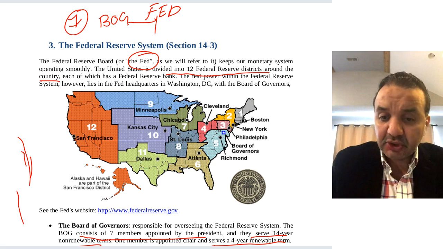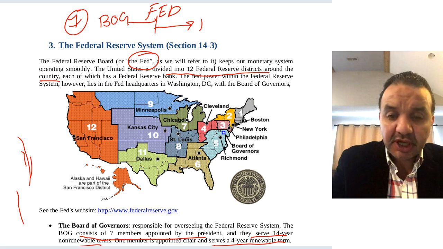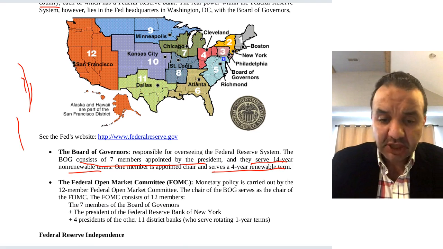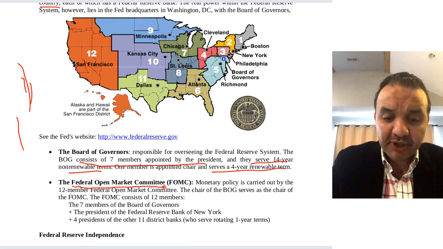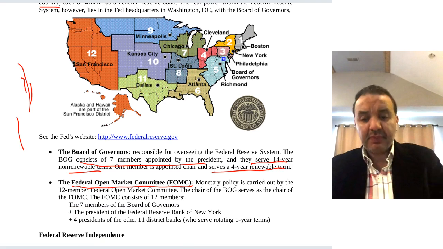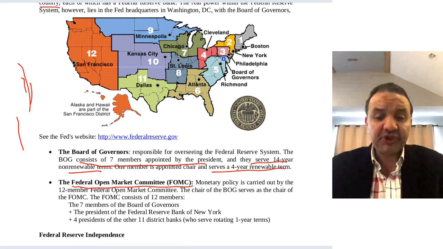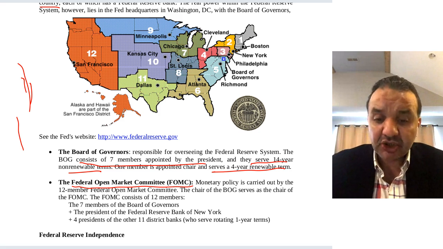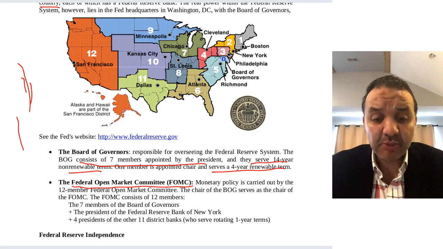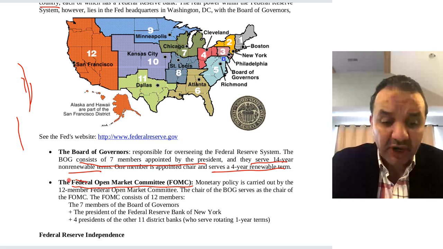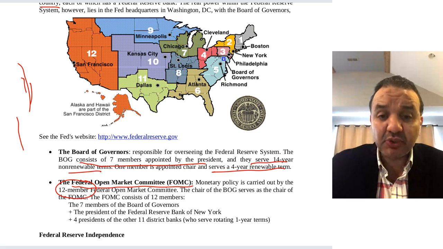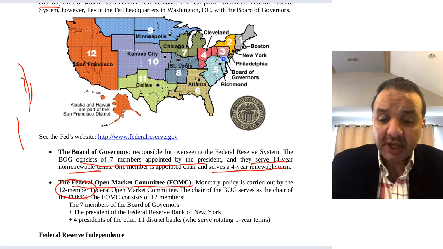Okay, and there's also the FOMC, the Federal Open Market Committee. This is the committee which is responsible for conducting the monetary policy. And how many members are in the FOMC? There are 12 members of the FOMC.